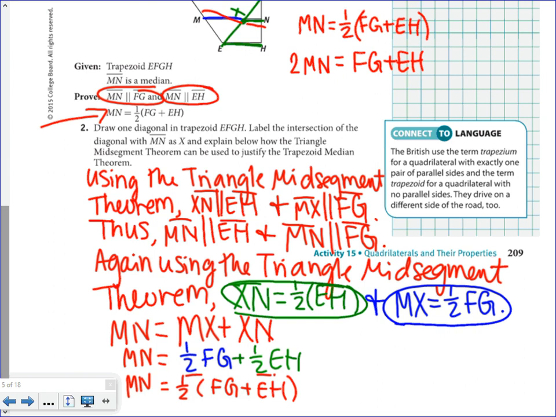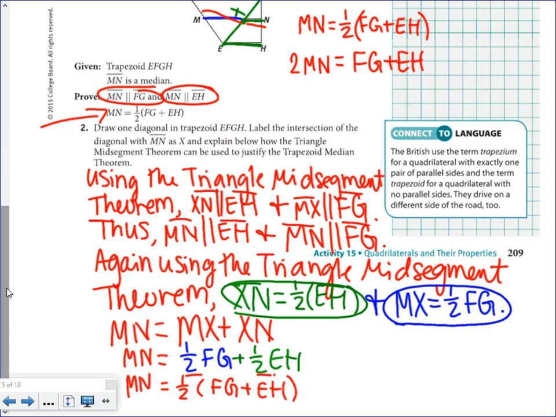So that would be how you would go about trying to prove it, those basic steps. It kind of outlines that proof. We're not going to go into more detail there. They just wanted to get you to try and explain how it would work. So now we're going to look over here, connect to language.